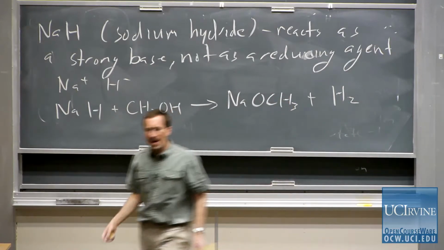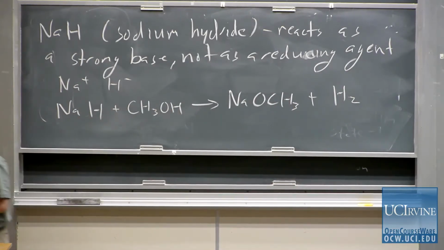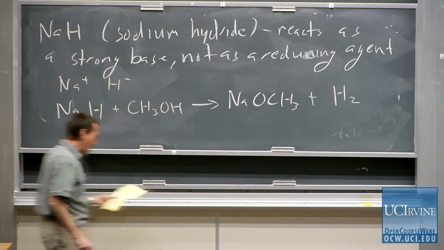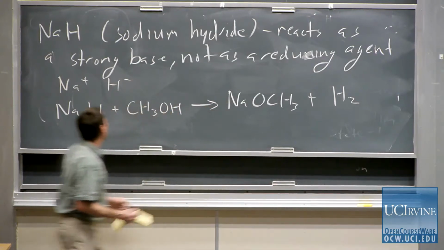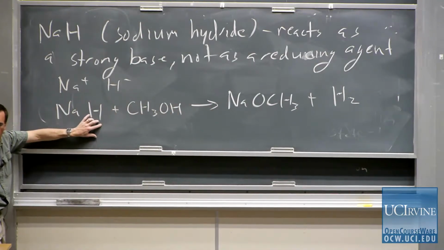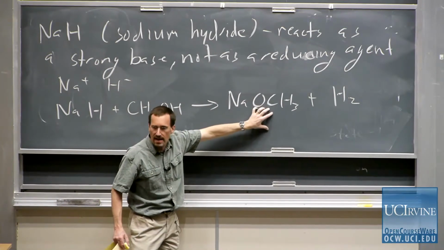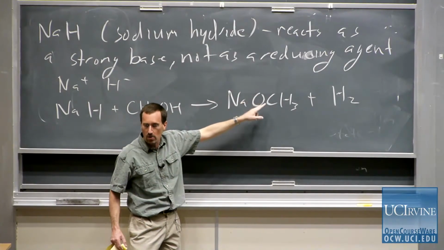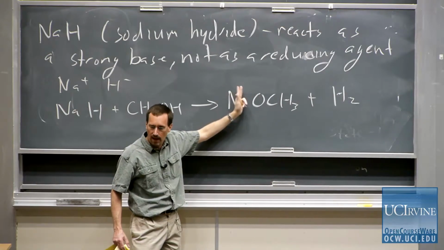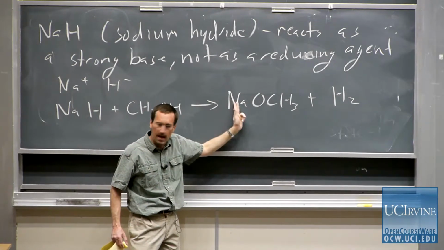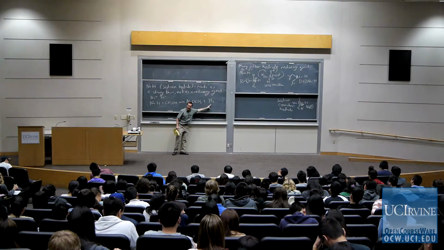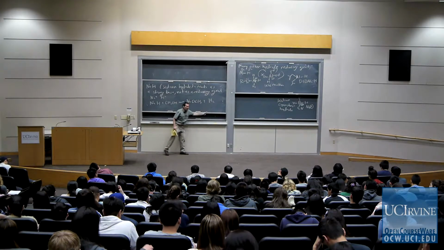Remember I was talking about acidities before and saying, well, you don't typically calculate things, but you'll keep in mind where an equilibrium lies based on the difference in pKa's. Hydrogen has a pKa, so this is an acid-base reaction. Hydride anion reacts with methanol to give methoxide anion. I've just shown it as NaOCH3, but of course that's Na plus OCH3 minus, an ionic compound, plus hydrogen gas. So this is an acid-base reaction.